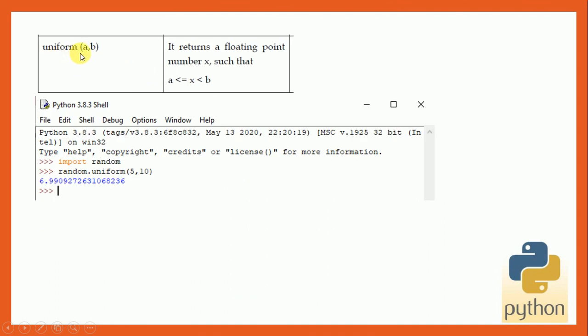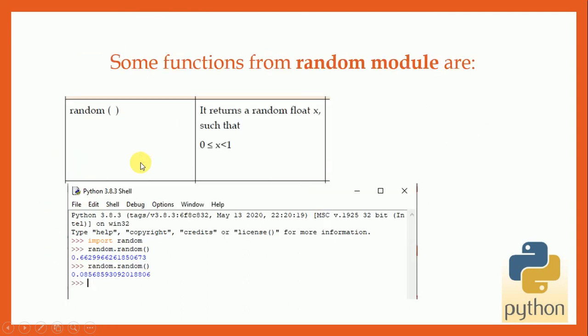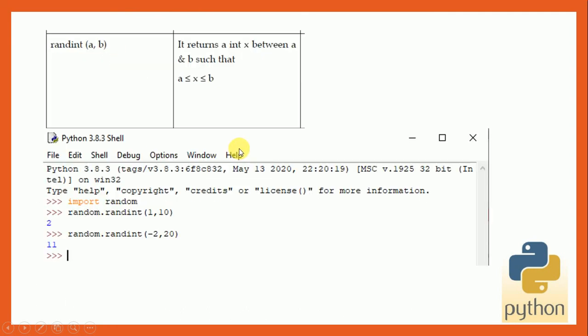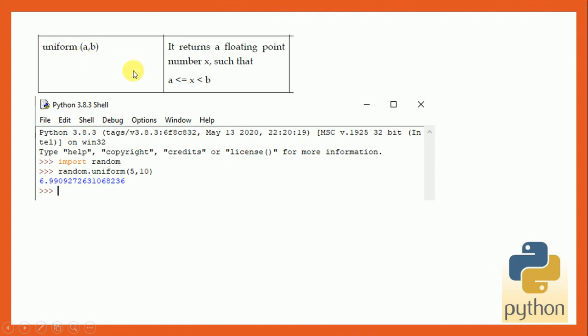Next one, uniform a comma b. It returns a floating point number x such that a is less than or equal to x, which is less than or equal to b. That means it is also returning a number between two limits. In the case of random, it is between 0 and 1. Here it is between two limits. That is the difference between uniform and random. So random.uniform 5 comma 10 will return a random floating number between these two limits.